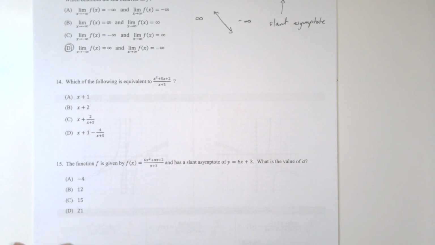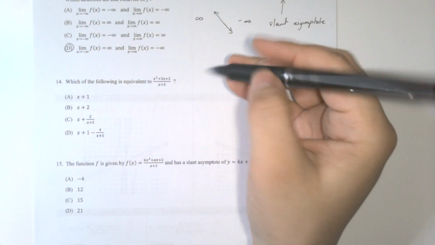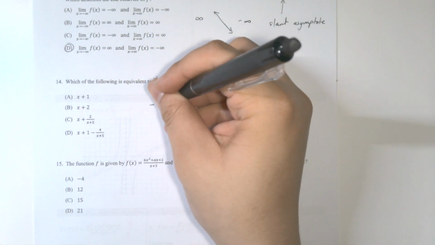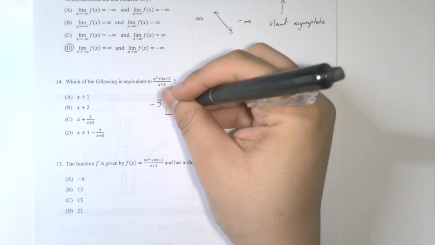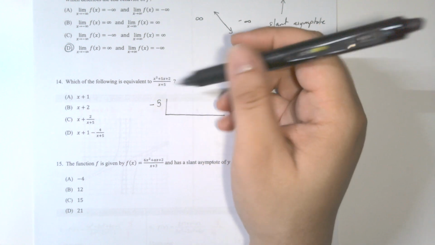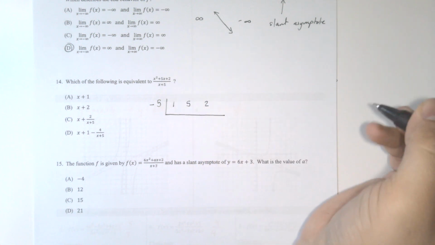Which of the following is equivalent to x squared plus 5x plus 2 divided by x plus 5? So what we can do is do synthetic division to figure that out. So remember, we negate whatever this value is. This is going to be a negative 5. And then we just need to list off the coefficients here. We have a 1, we have a 5, and a 2.